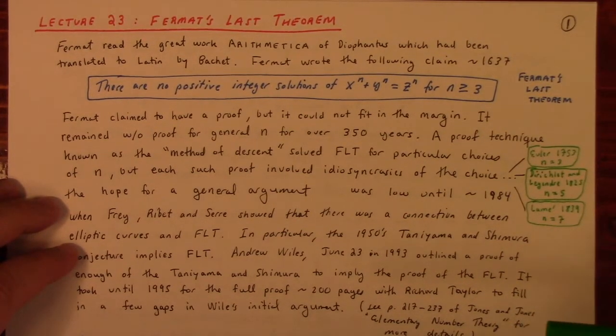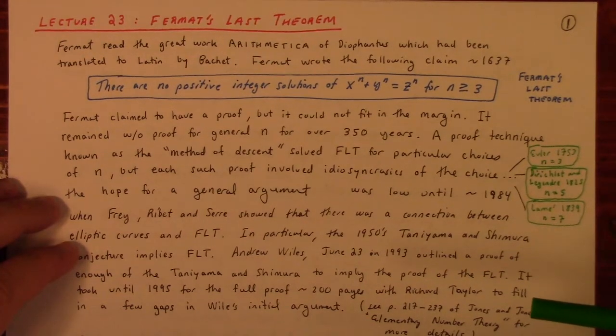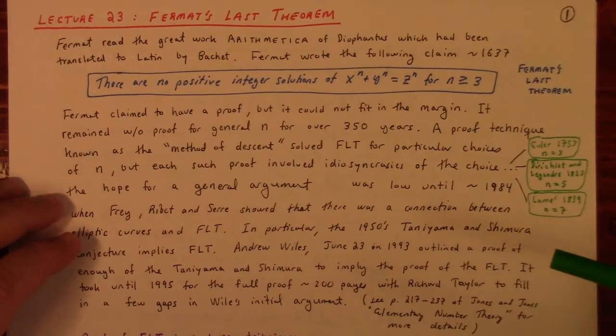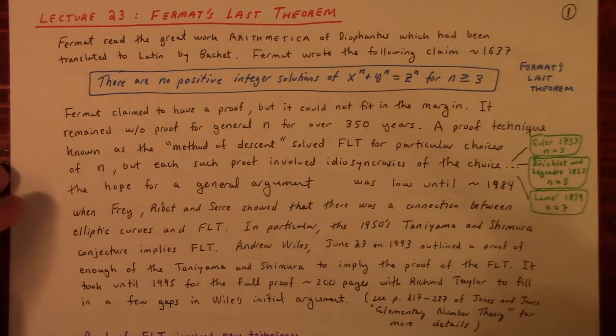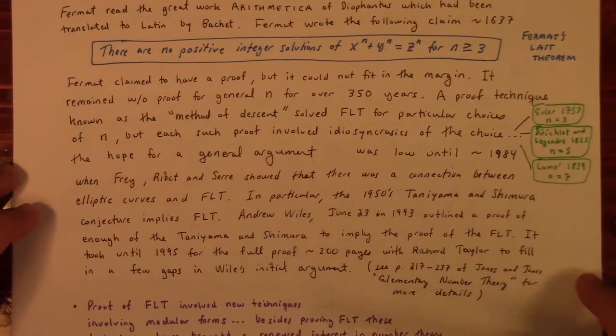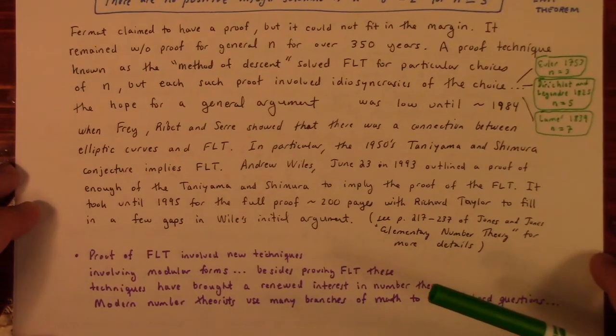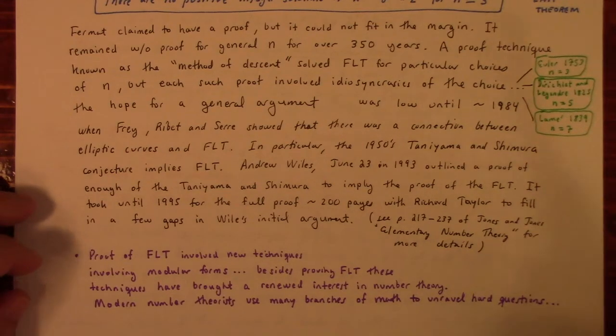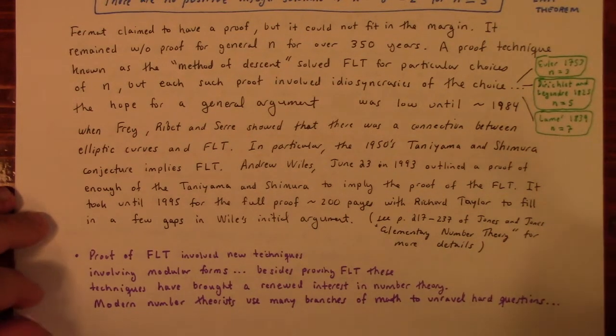Actually, the technical tools which Andrew Wiles used in that proof opened a whole new door of investigation and discovery in number theory. And so it has revolutionized, as I understand it, and I'm no expert, number theory since that time. So these new techniques involving modular forms, besides proving FLT, brought a renewed interest in number theory. In fact, modern number theorists use many branches of math to unravel hard questions. To be a modern number theorist, you don't just know number theory, you need to know a little bit about a lot of different kinds of math.